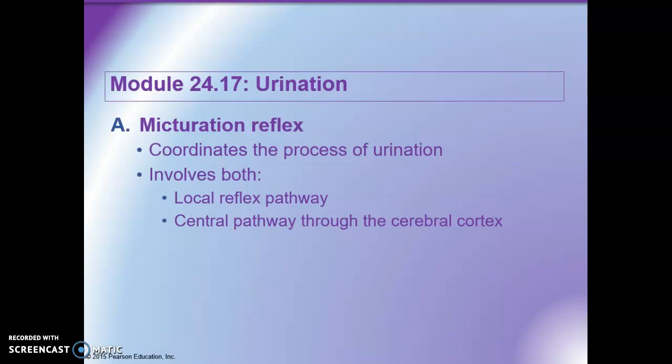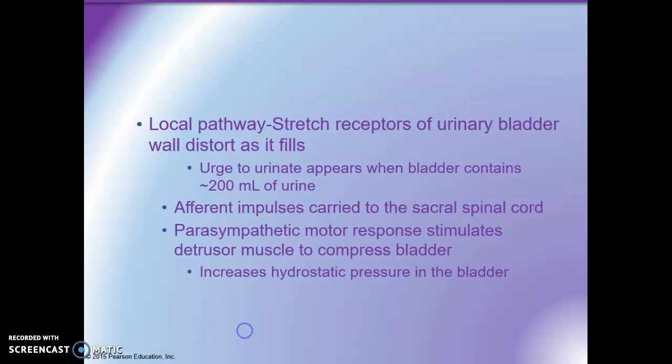Urination is called micturition. It's a reflex that coordinates the process involving a local reflex pathway and a central pathway through the cerebral cortex. With the local pathway, the stretch receptors of the urinary bladder wall distort as it fills. The urge to urinate appears when the bladder contains about 200 mL of urine. Afferent impulses are carried to the sacral spinal cord. Parasympathetic motor responses stimulate the detrusor muscle to compress the bladder.